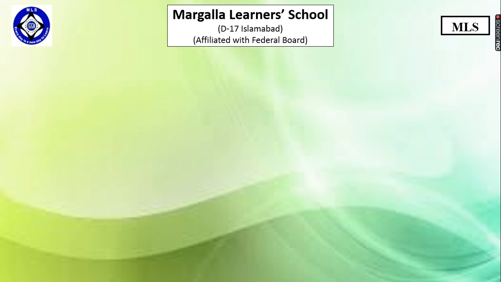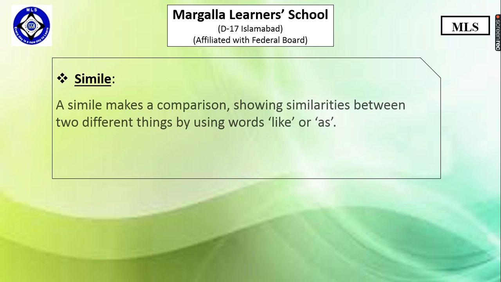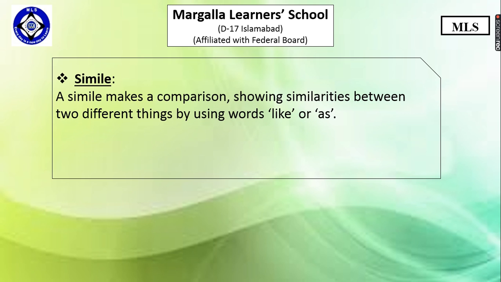Now, let's come to the last literary device, which is a simile. A simile makes a comparison, showing similarities between two different things by using words like or as. Let's see the first example, which is: he swims like a fish. In this example, he and fish are two different things, and they are showing the similarity between them, that is, that they swim in the same way.